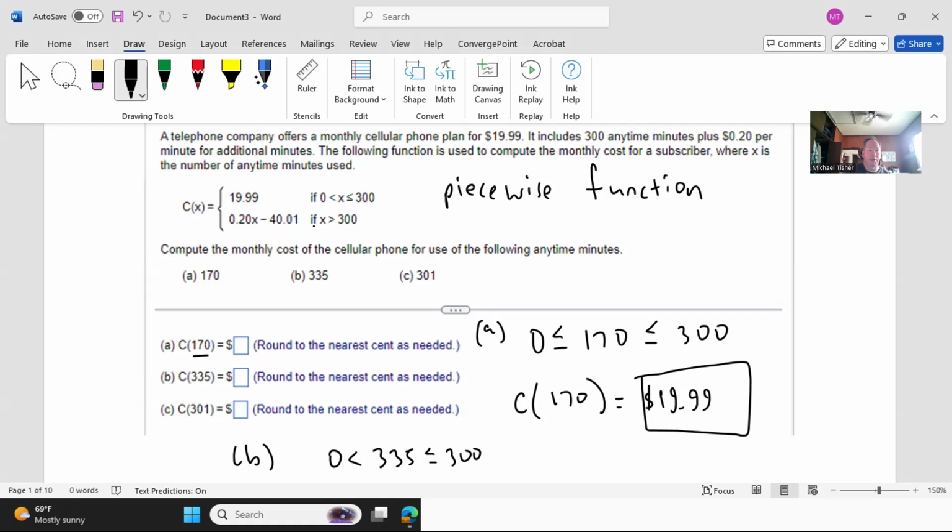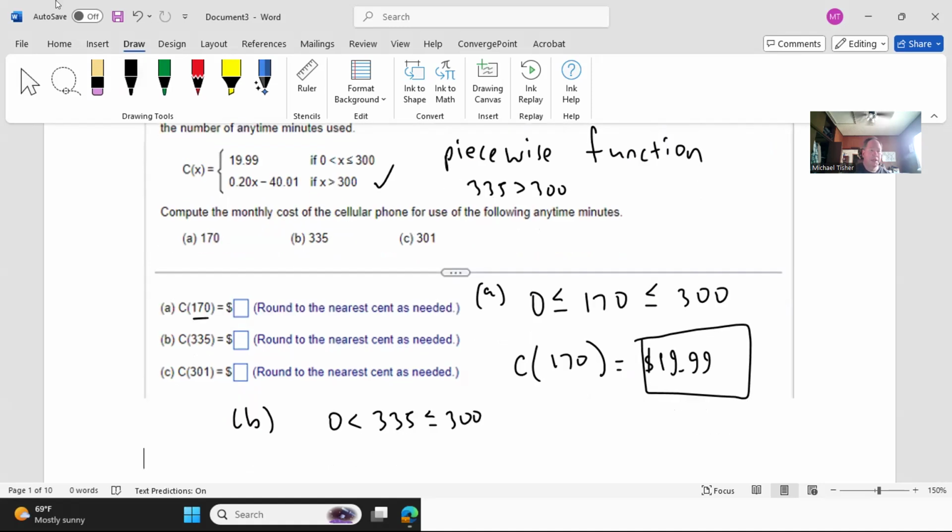So let's see if we can use the second one. The second one, 0.20x minus 40.01, is good if x is greater than 300. So is 335 greater than 300? Let's find out. And it is, right? It's true. So for the B part, we want to use this bottom function, okay? We can freely ignore the first function. So just the bottom one, which says c of x is equal to 0.20x minus 40.01.